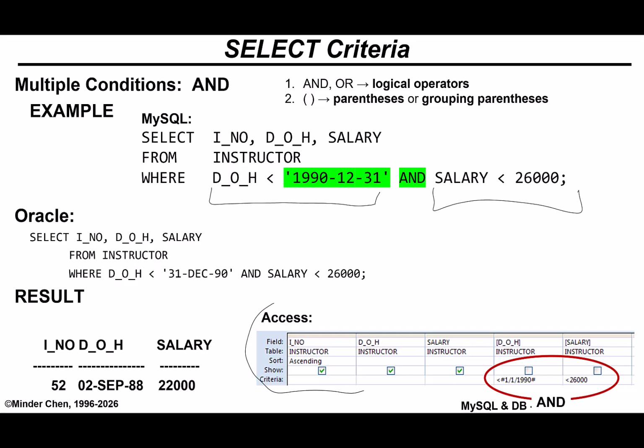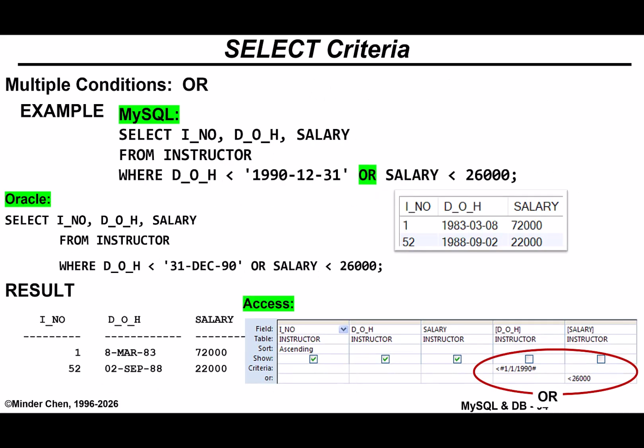Okay. And, or are called logical operators. The parentheses, which we're going to see later, are for grouping, which changes the order of precedence in evaluation. You can use or. Okay, so if this is true or this is true, then you will select the row. It doesn't have to be both to be true. This is Boolean algebra, a Boolean expression.